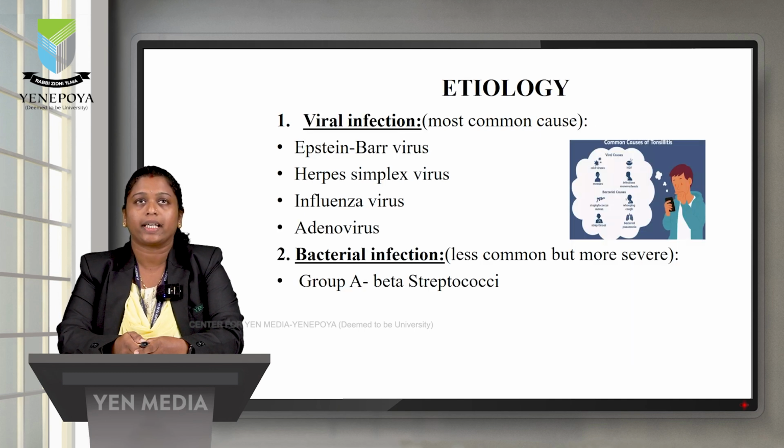Next we'll move on to the etiology. The first one is viral infection. Viral infection is the most common cause for tonsillitis. Mainly it is caused by Epstein-Barr virus, herpes simplex virus, influenza virus and the adenovirus. And the second one is bacterial infection. This is a less common cause, but it happens in a severe form. And the bacteria which cause this infection are group A beta streptococci.